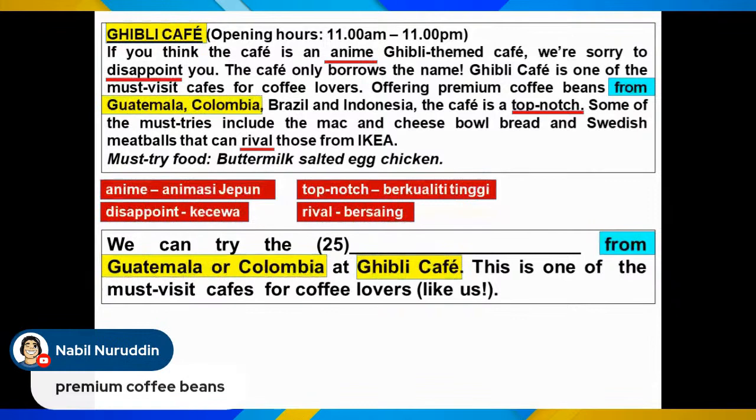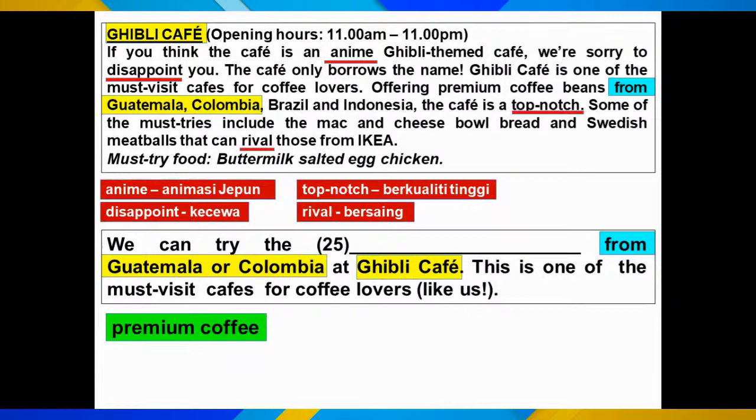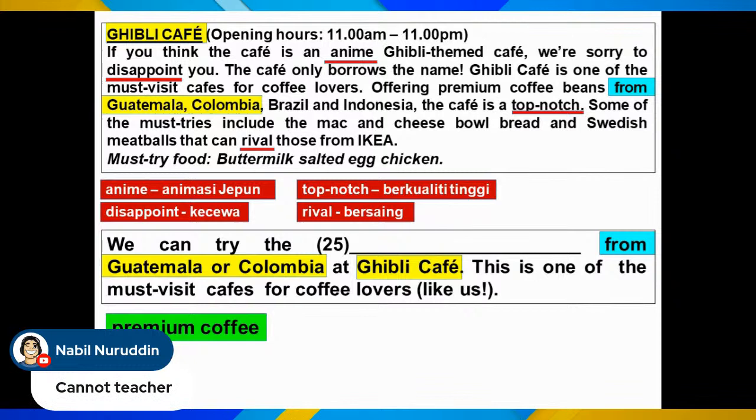Okay. Nabil Nuruddin says the answer is premium coffee beans. So, Nabil, what if the student answers premium coffee? Can you accept? Hazil and Unicorn also have the same answer, premium coffee beans. Kalau ada pelajar yang jawab premium coffee, is it the same? Can you accept the answer? No. Premium coffee, you're talking about coffee only. We're not talking about biji kopi, right? So, cannot. Nabil, good. Reject the answer.